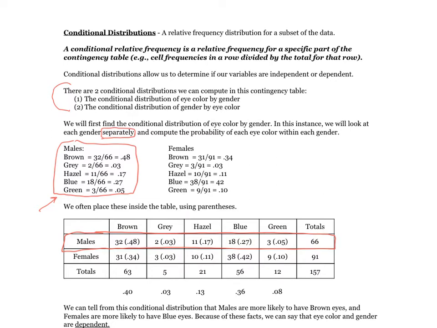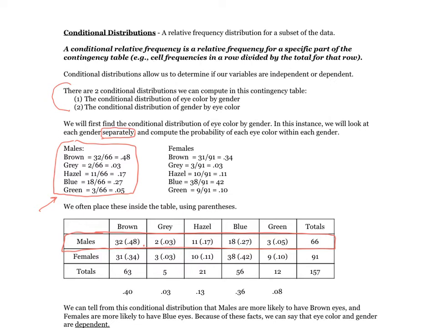So you can see in that first box of the table, males with brown eyes made up 48%. So of the males, 48% of them had brown eyes. Of the males, 3% had gray, 17% had hazel, 27% had blue, and 5% had green. So you can see for the males, the brown eye color dominated our AP Stat students. Almost half of the males had brown eyes.